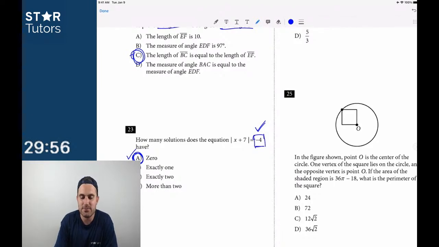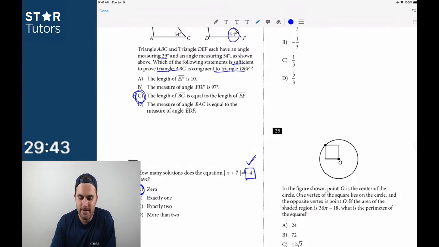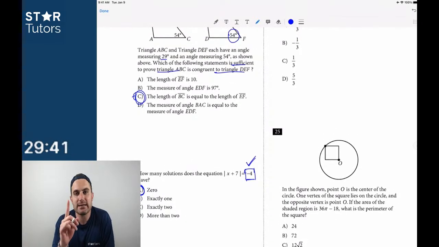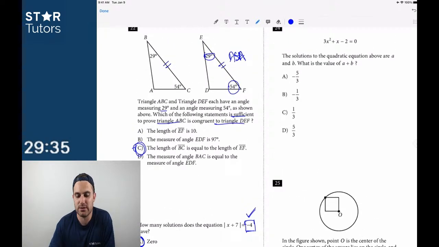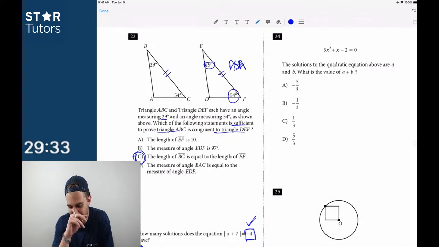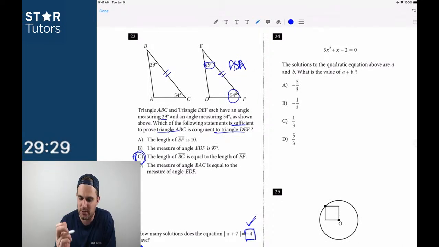So if you ever see absolute value, there are always either 2 solutions or 0 solutions, and that's it. That's unless you have an x squared term, but that's not dealing with absolute value, that's a different degree function. But if it's x to the first power, there's only 2 or 0, depending on what it's set equal to. So I think the answer has to be A for 23.